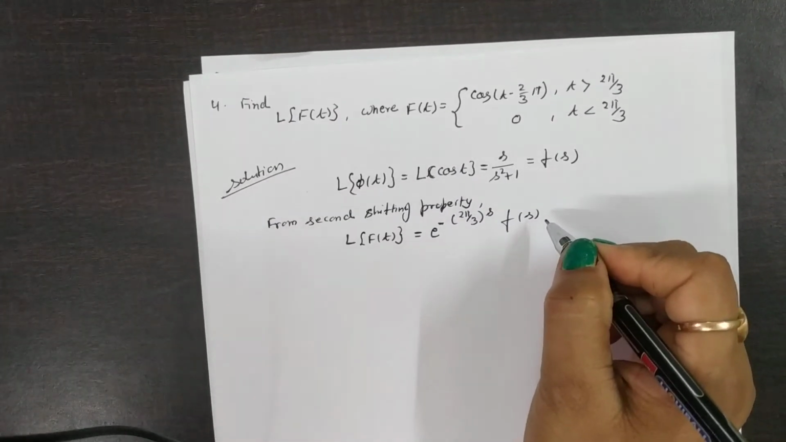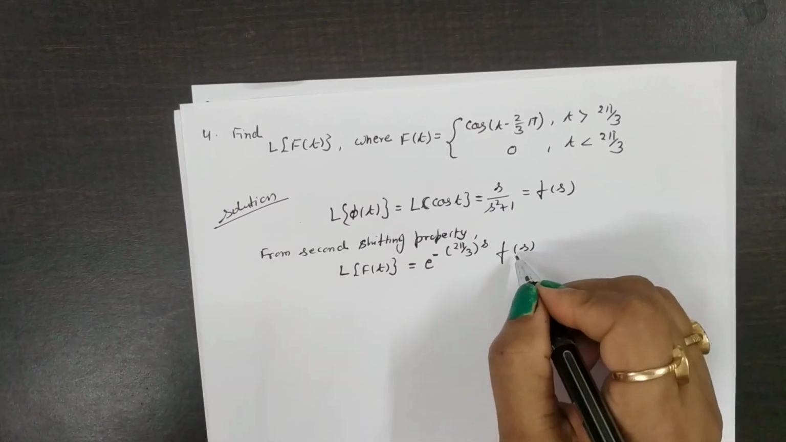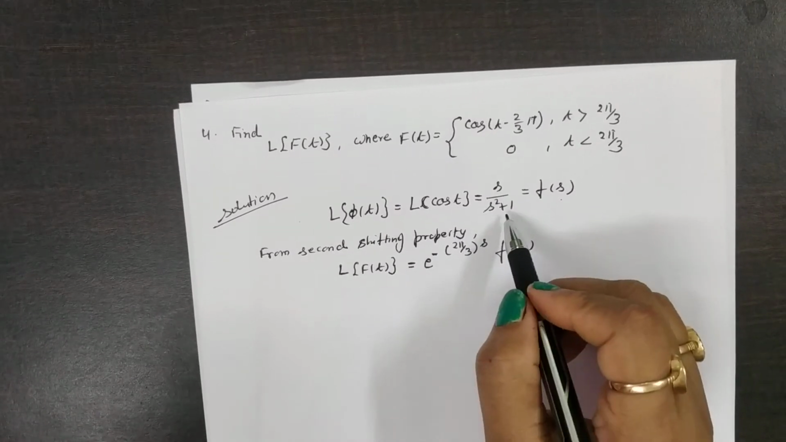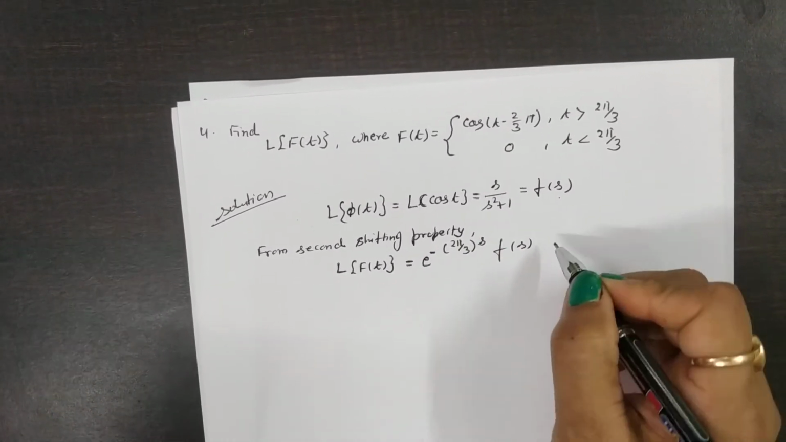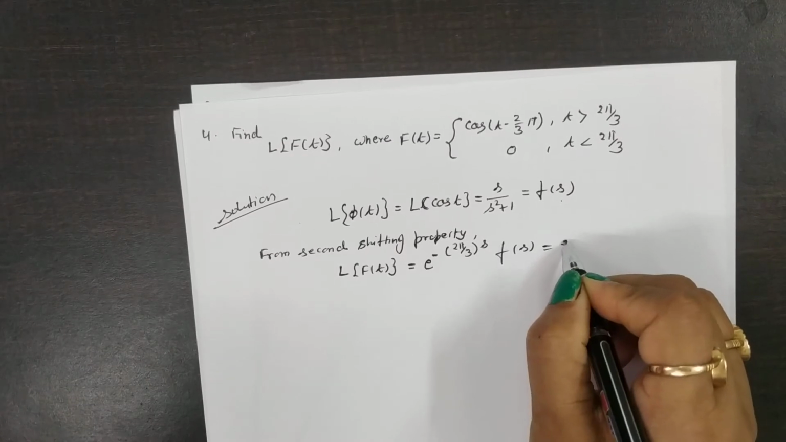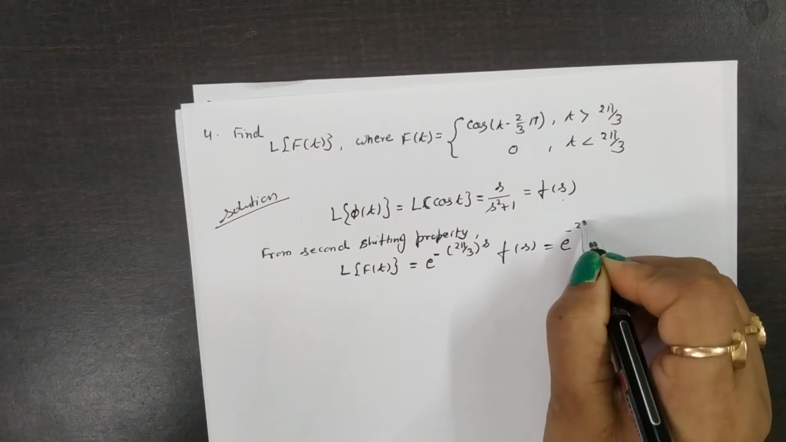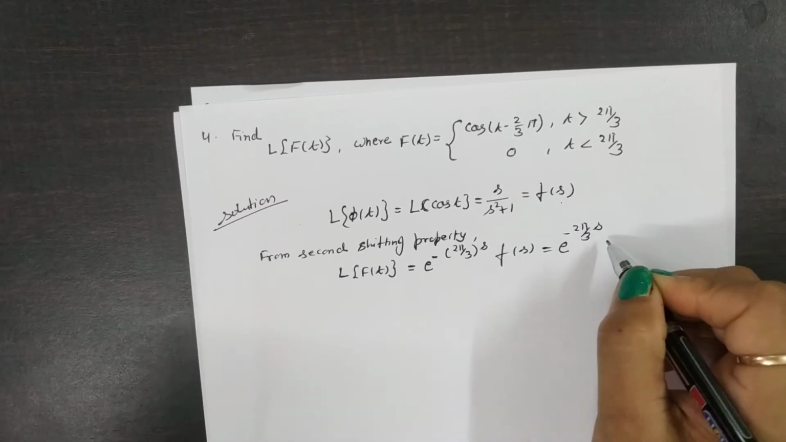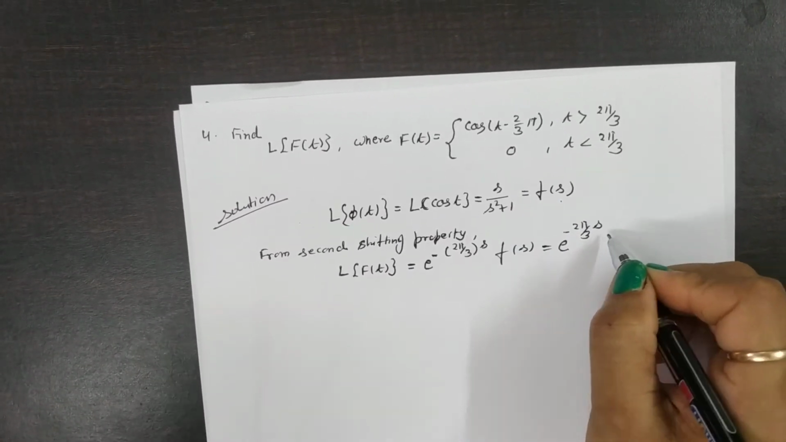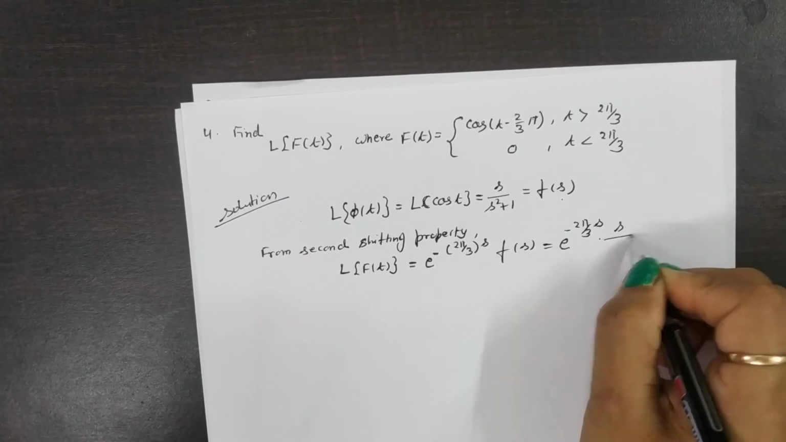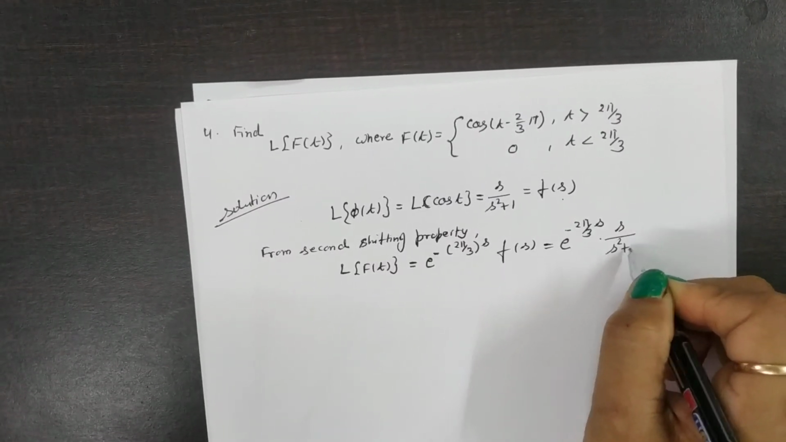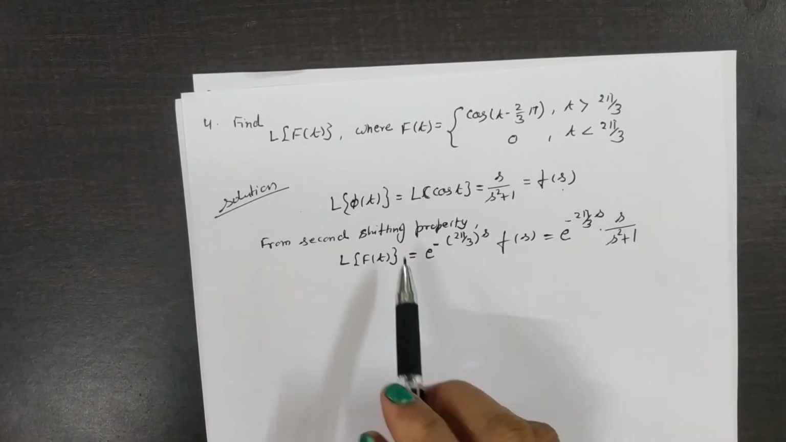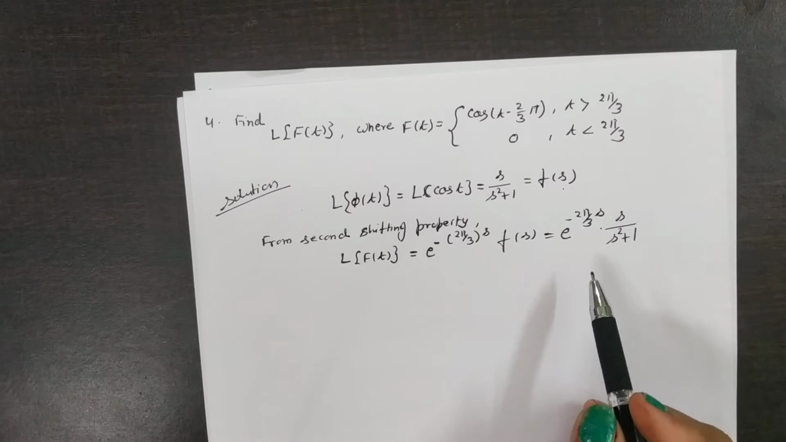Here F(s) is s by s square plus 1, so this can be written as e to the power minus 2 pi by 3 s times s by s square plus 1. If you apply the second shifting property, you can easily form the result.